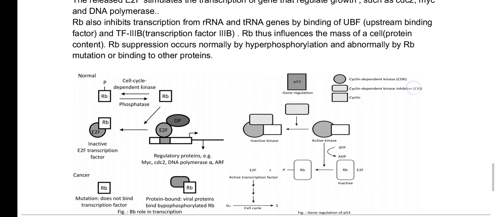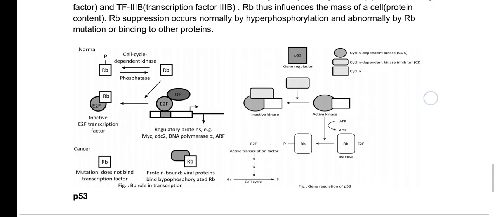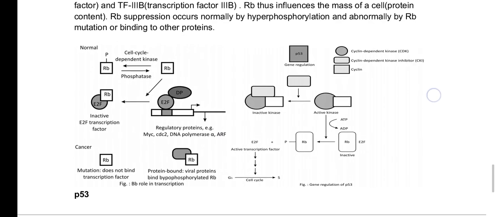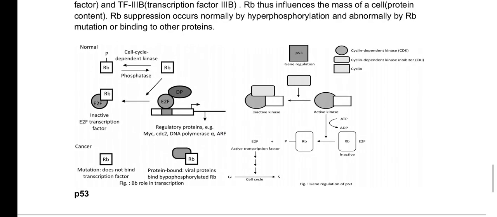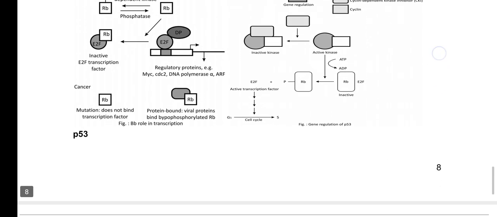RB also inhibits transcription from rRNA and tRNA genes by binding UBF, upstream binding factor, and TFIIIB, transcription factor IIIB. RB influences the mass of a cell and its protein content. RB repression occurs normally by hyperphosphorylation, and abnormally by RB mutation or by binding other proteins.